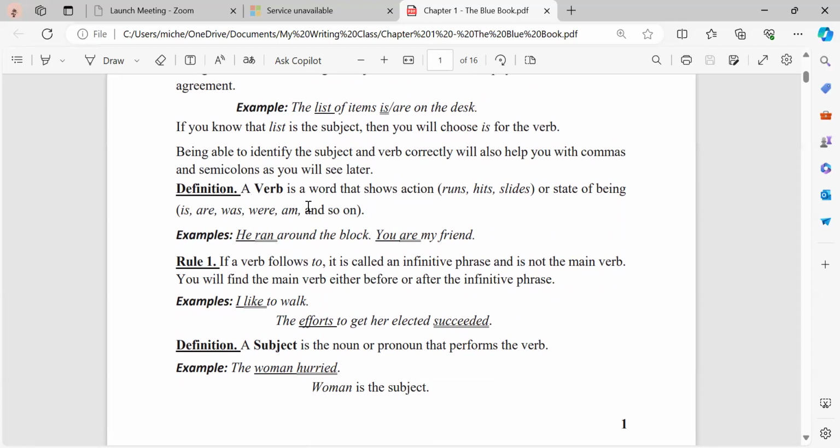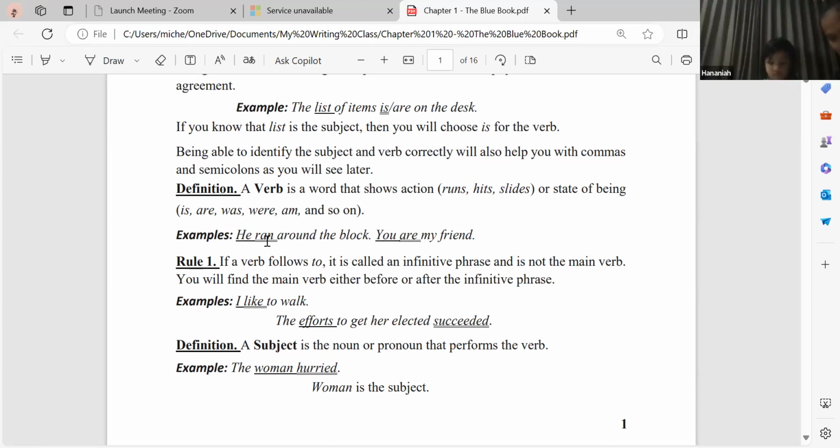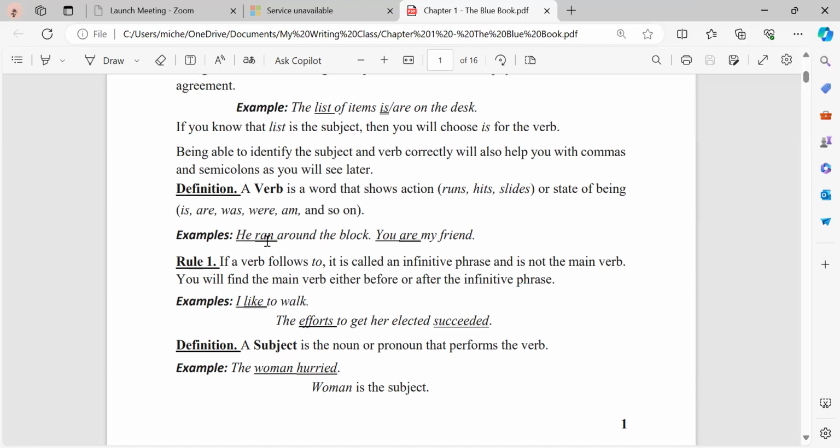So there's a definition right here. You can read it right here. A verb is a word that shows action or state of being. All of you are probably familiar with the words am, is, are, which are a state of being, and they are also part of verbs. Verbs also show an action. For example, right here, we have he ran around the block. Ran is a verb that shows an action. This is also a verb: and you are my friend. Are right here is also part of the verb, which is a state of being.